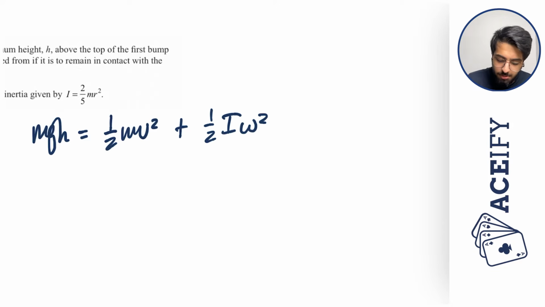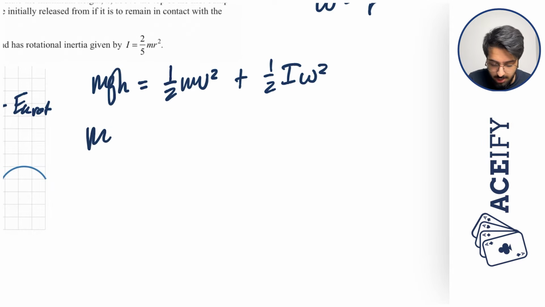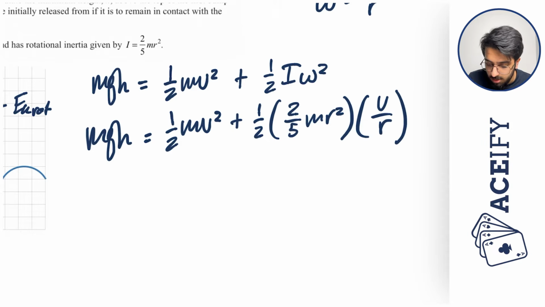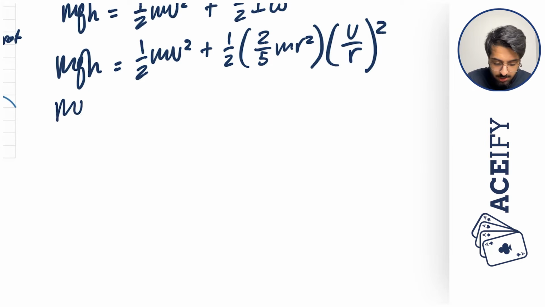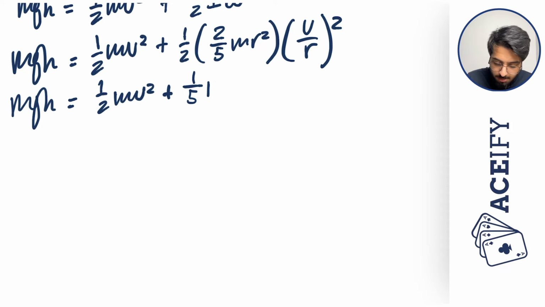And we also know that omega is equal to v over r, so we can make that substitution as well. And we get mgh is equal to half mv squared plus half 2 over 5 mr squared, v over r squared. So now just carrying on the calculation, we got mgh is equal to half mv squared plus, 1 half plus 2 over 5 is equal to 1 over 5, mr squared times v squared all over r squared.